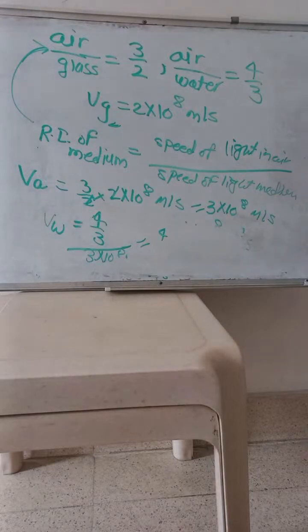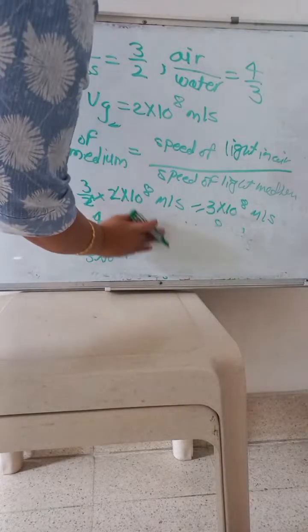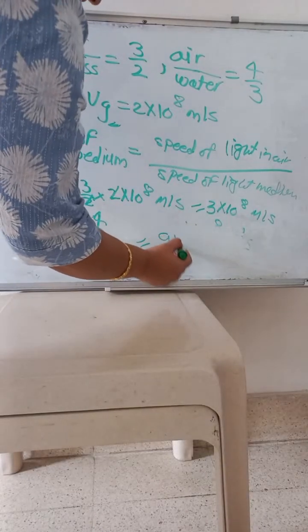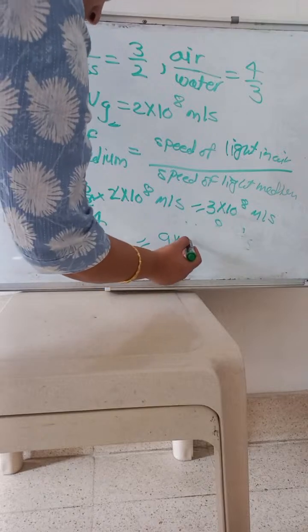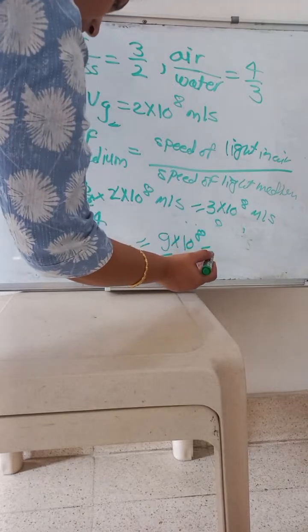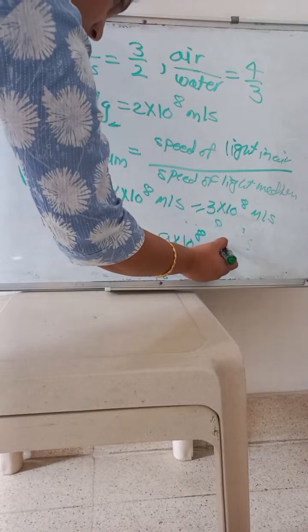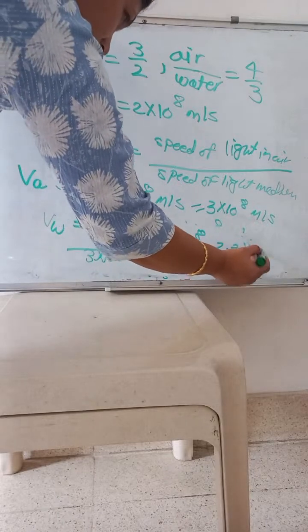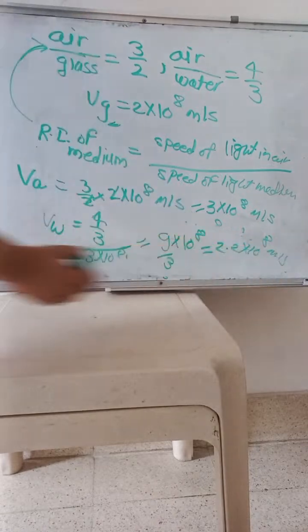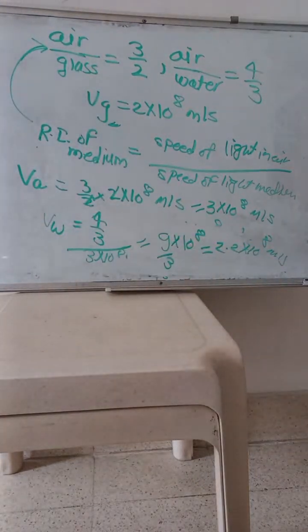So 4 by 3, 9. If we do this, we will get something like 2.25, that is 4 by 9 into 9 by 3 into 10 raised to 8. This is nothing but 2.2 something into 10 raised to 8 meter per second. This is the answer we are getting. Copy this and check once.